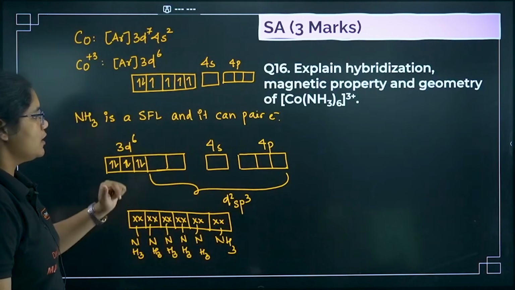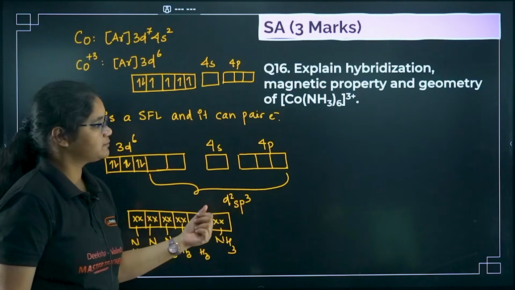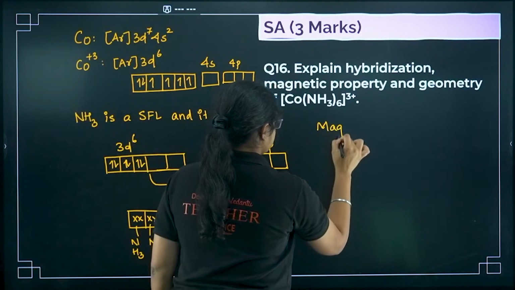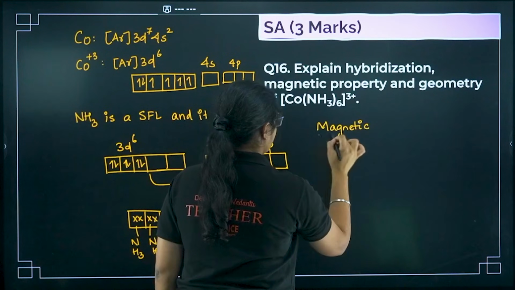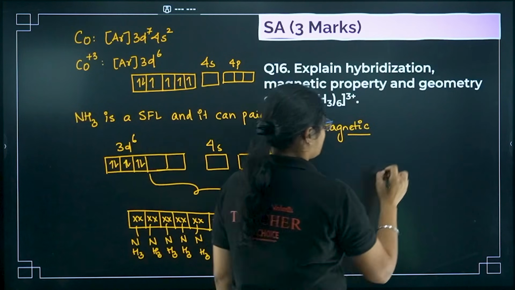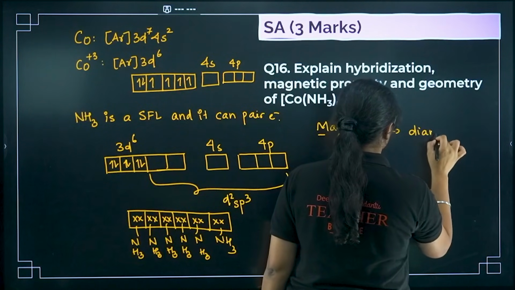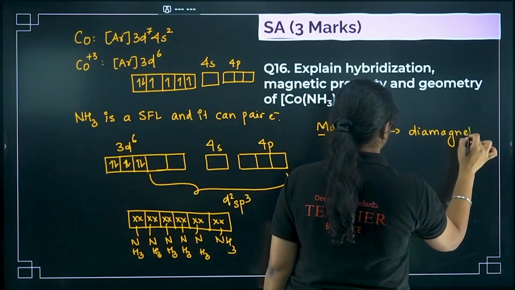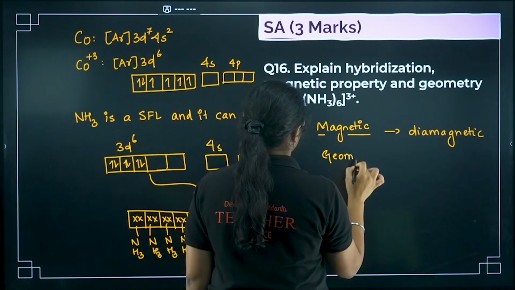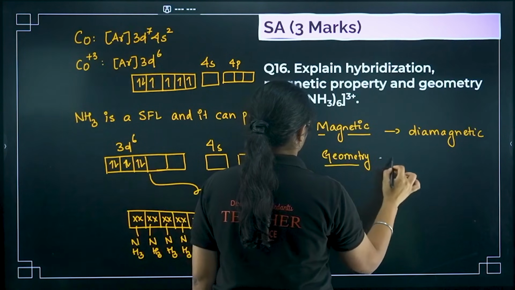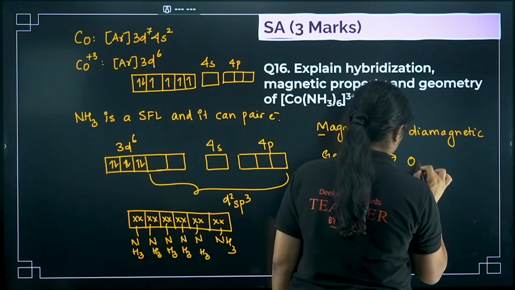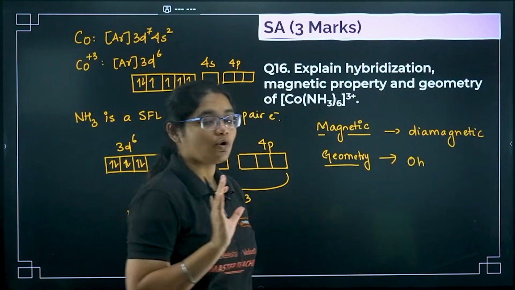Now let's answer the question. What is the hybridization? Hybridization is d2sp3. Next, magnetic property. If you see magnetic property, you have to see the electrons of the metal. Now you see in this metal there is no unpaired electron. If there is no unpaired electron, then it will be diamagnetic. Next, we have the geometry here. Geometry will be octahedral, because for coordination number 6 the geometry is always octahedral.